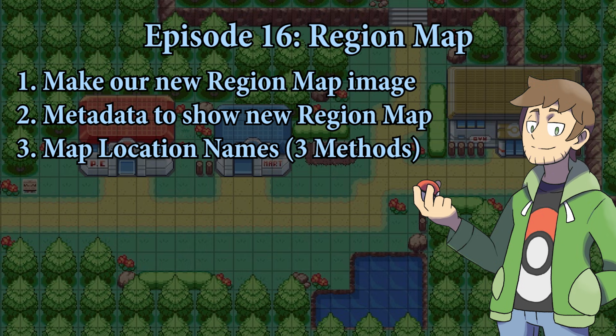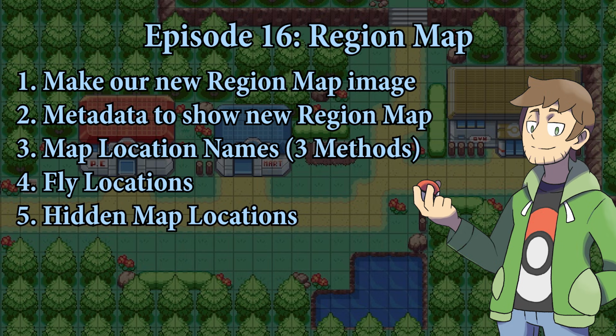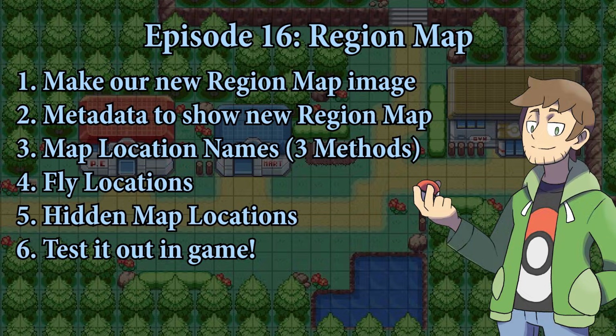Next, we'll look at the different ways that we can add map location names. Along the way, we'll also look at how we can set up fly locations for the towns on our map. After that, we'll touch on how to set up hidden map locations that don't show up on the map until they're discovered. And lastly, we'll test it all out in-game. With all that said, let's get into it.